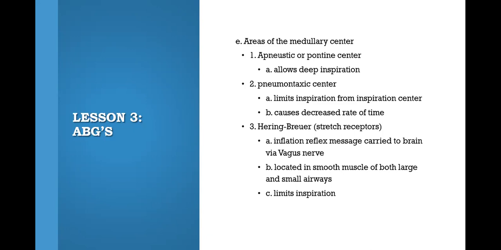We don't wanna just keep breathing until we pop. So we have a pneumotactic center that will limit that inspiration, right? But how does it know when to limit it? Well, when it starts to stretch. We have stretch receptors called the Hering-Breuer reflex. So the apneustic center will say, okay, take you a good old deep yawn, right? Well, then after you start to stretch, the Hering-Breuer reflex says, hey, that's enough stretching. And it sends a signal to the pneumotactic center, which will stop the inspiration or limit that inspiration.